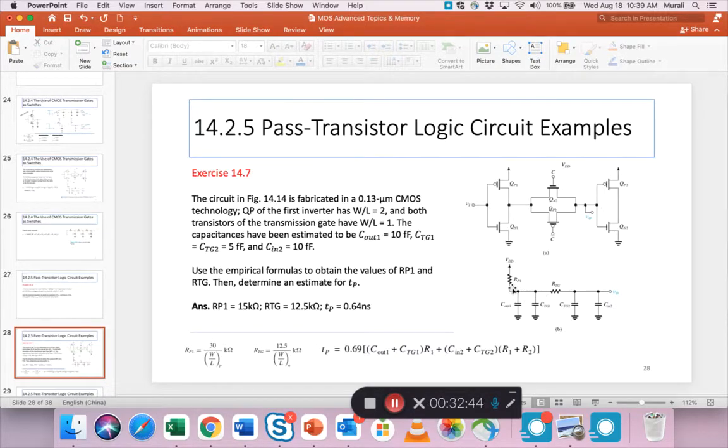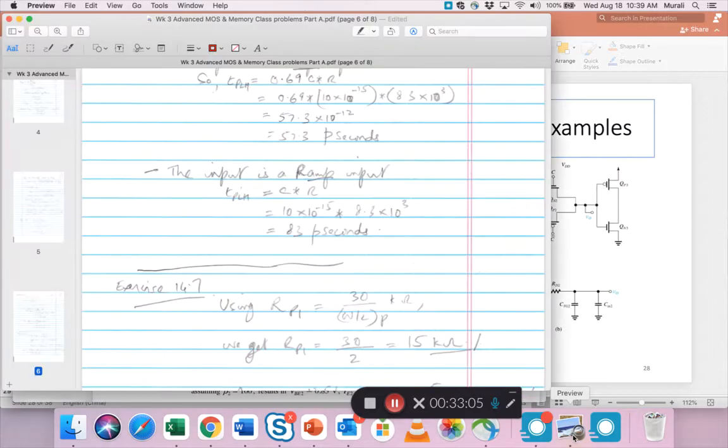This can be converted to a simple RC network like this, and then we can apply some formulas to find the estimate of the propagation delay TP as this. So it's a straightforward application of certain numbers, and I can show you how that is done quickly.